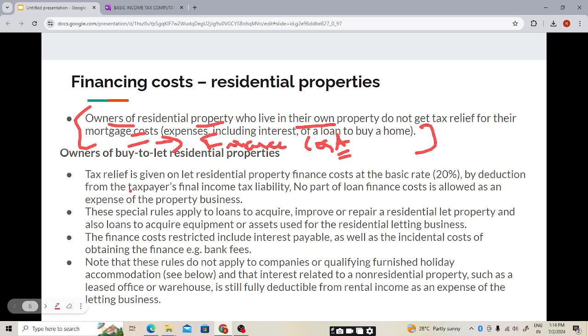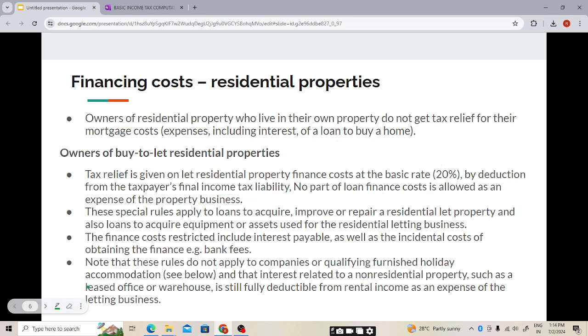When coming to owners who buy and let out residential property, what is the rule? Tax relief is given on the finance cost of residential property at a basic rate of 20% by reduction from the taxpayer's income tax liability. No part of loan finance cost is allowed as an expense of the property business. How will we get the tax relief?